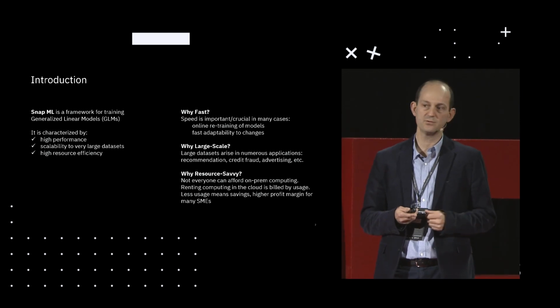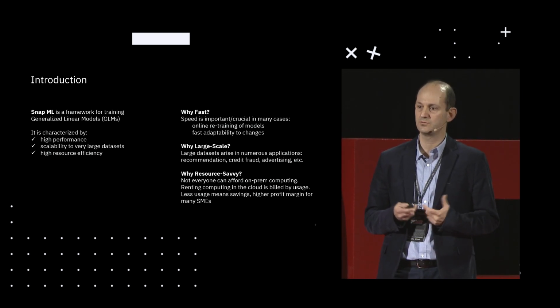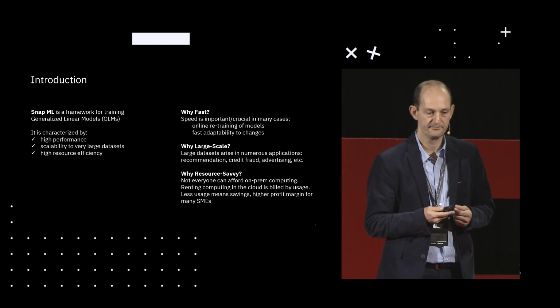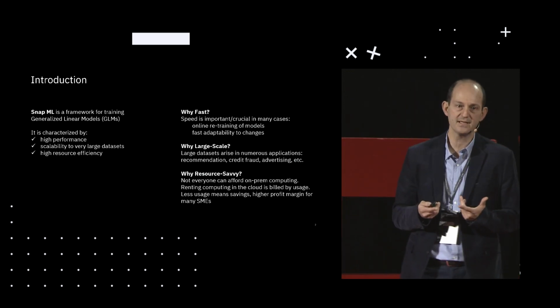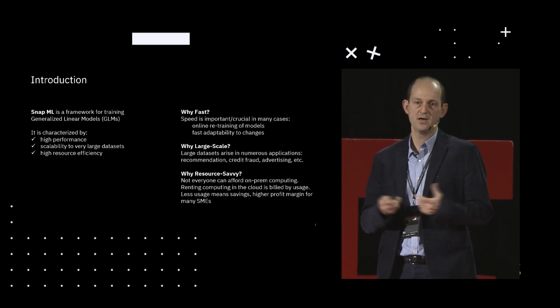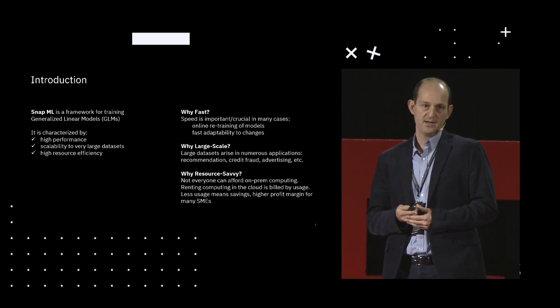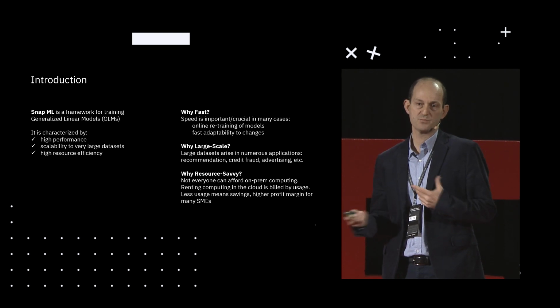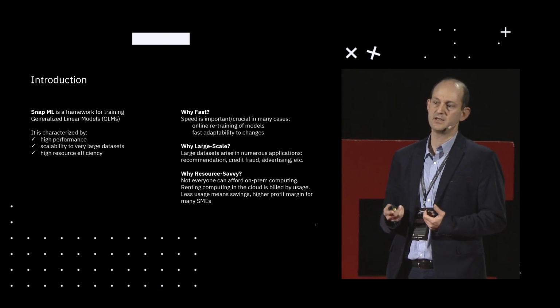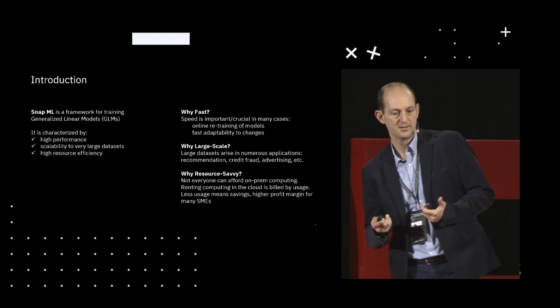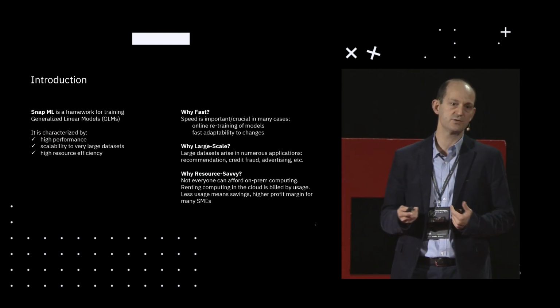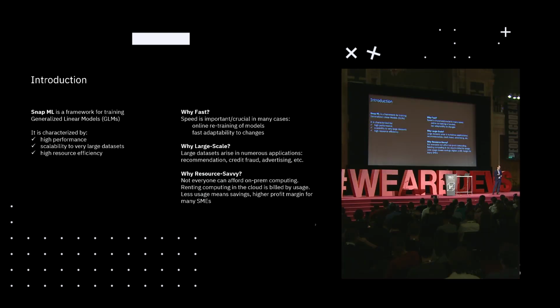And why is it important to be resource savvy? Well, not everyone today can afford to run a very large machine learning infrastructure on-prem. And typically, small and medium enterprises run things on the cloud today. But running on the cloud means that you need to rent infrastructure. And when you rent infrastructure, you don't want to occupy it for a long time, right?